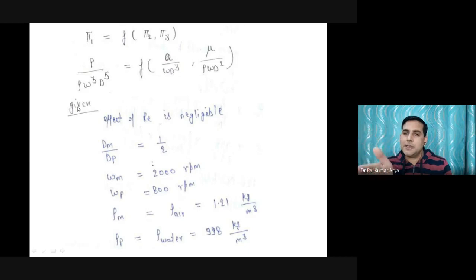What your problem says is to neglect the effect of the Reynolds number, because Reynolds number is being used to make sure of a particular type of flow pattern. In case of pump, we are not interested in flow pattern.